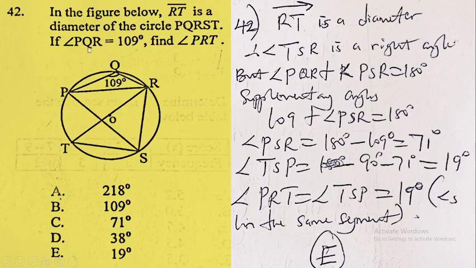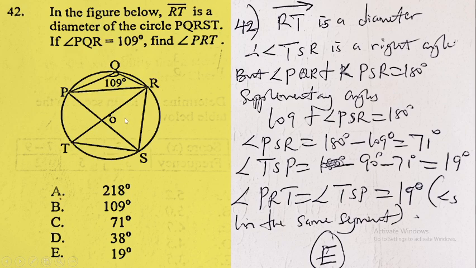Question number 42 is also on circle geometry. In the figure below, RT is the diameter of the circle PQRST. Angle PQR is 109 degrees. Find angle PRT. This angle here, PRT, is the angle you are looking for.